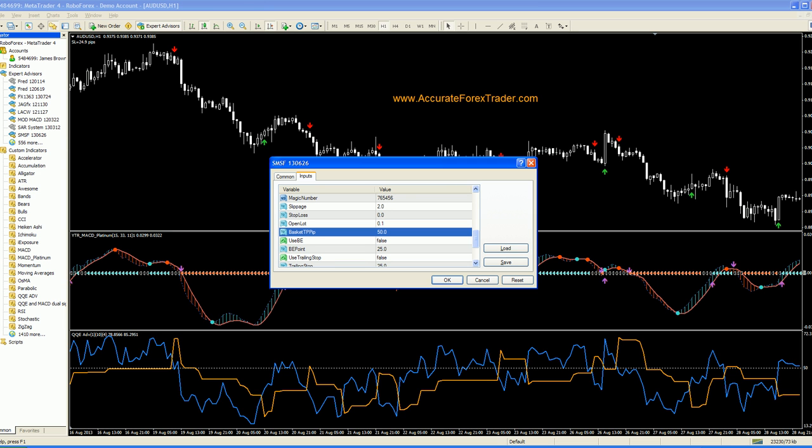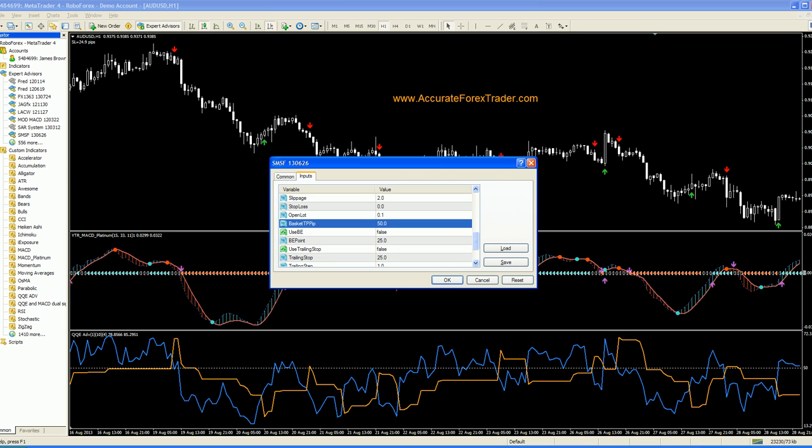I don't particularly like it. I wish I had individual profit targets on each trade, but I don't, and that's just the way it is at the moment until I change it, or my programmer changes it.